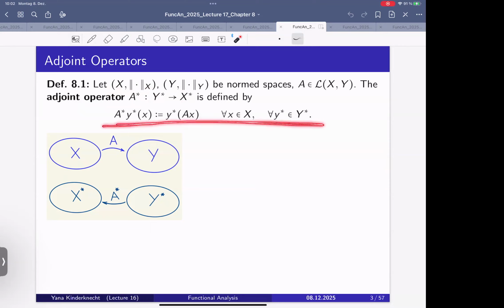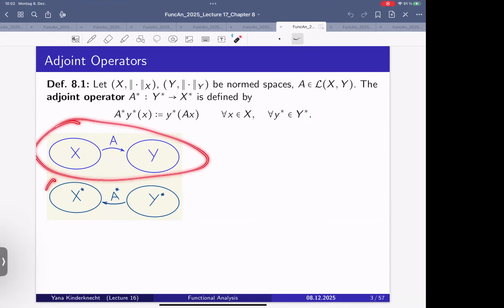We will clarify this formula in a second, but first a picture. A maps X into Y, and the adjoint operator lives somewhere else. Not here, but so to say on another level. It is the mapping between topological duals, but not from X to Y, but from Y to X.